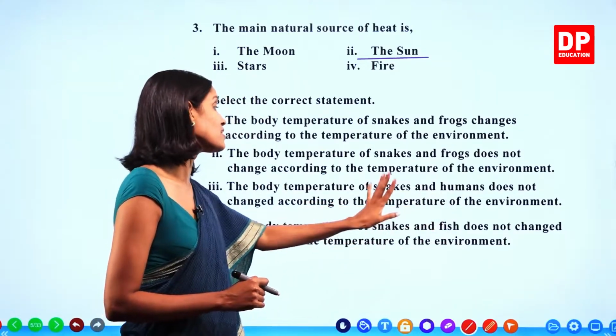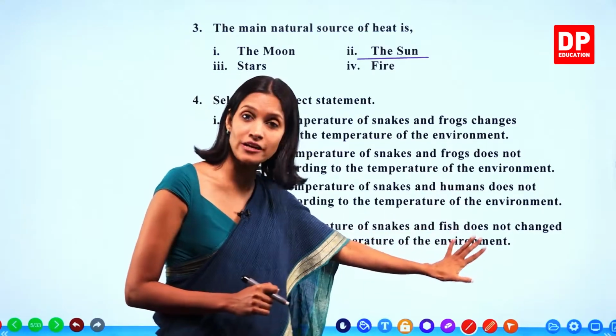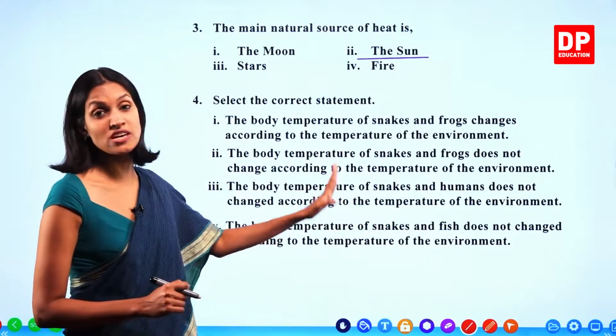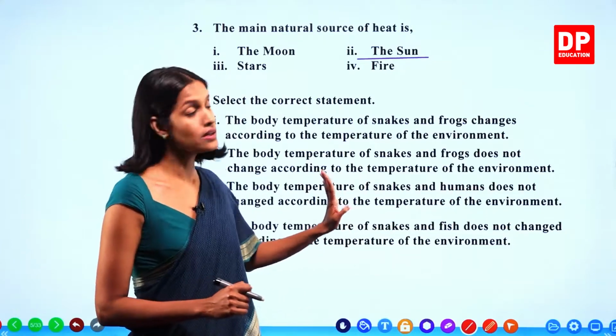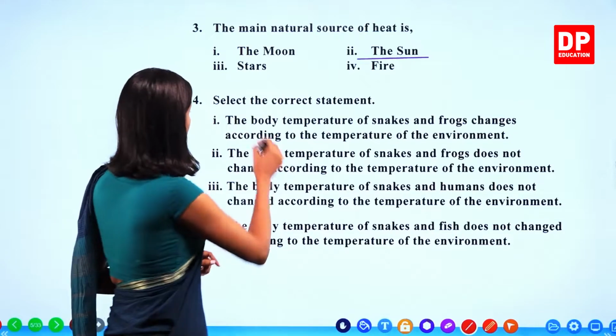Now here these are cold-blooded animals. Snakes and fish come under cold-blooded animals. Cold-blooded animals' body temperature changes with the environment. Therefore, does not change is wrong. Therefore, it's clear that the correct answer is the first one.